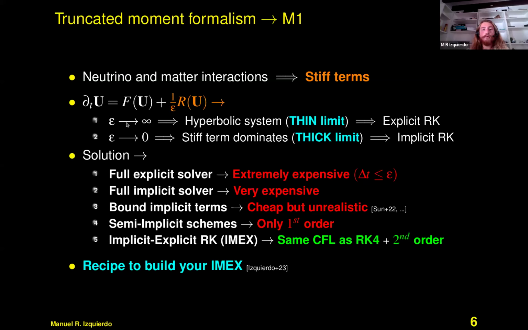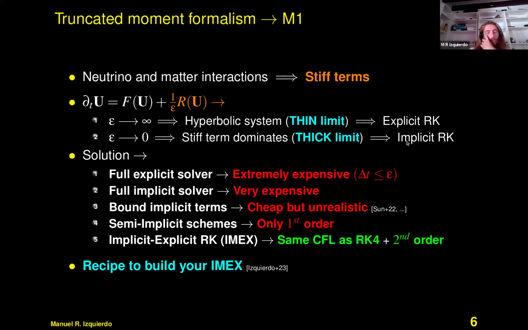So when this epsilon goes to infinity, then these source terms become negligible, and we have a sweet hyperbolic system. This would be the thin limit, and we can evolve this with an explicit Runge-Kutta, and it works marvelous. But the problem is when these time scales start to get very, very small, then these interactions start to matter a lot, and then the nature of our equation changes, and this would be in the thick limit. And normally, what we should do is employ an implicit Runge-Kutta.